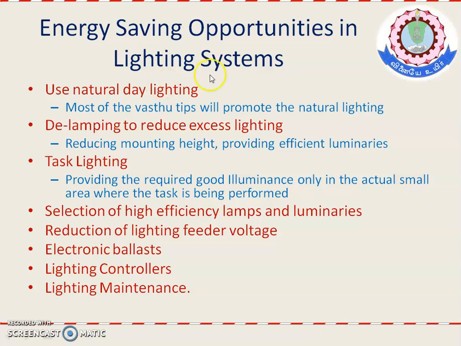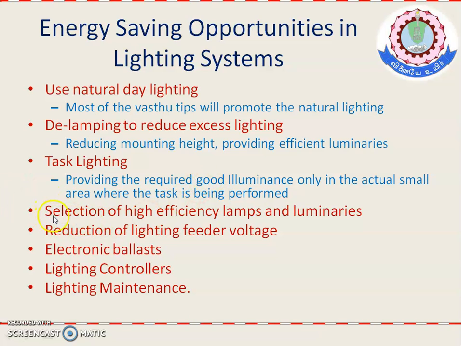Energy saving opportunities in lighting systems. First thing is, as far as possible, try to use natural day lighting. And here the highlight is, most of our Vastu tips promote natural lighting in houses, and that also fits for any industries, right? Another thing is de-lamping to reduce excess lighting. Excess lighting means, suppose in a room you require 200 lux, unknowingly you may produce 400 lux with extra lighting, and that can be reduced, right? And task lighting, based on the requirement of the particular task, you need to provide the lighting.